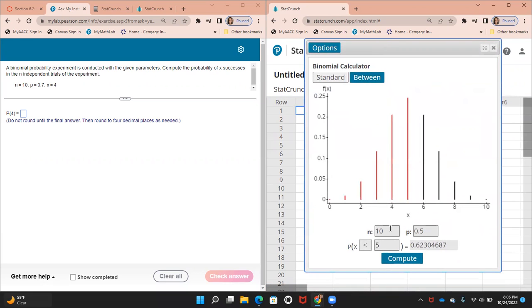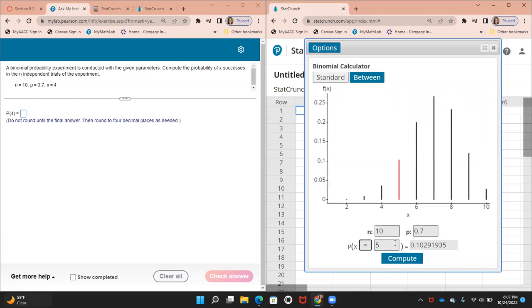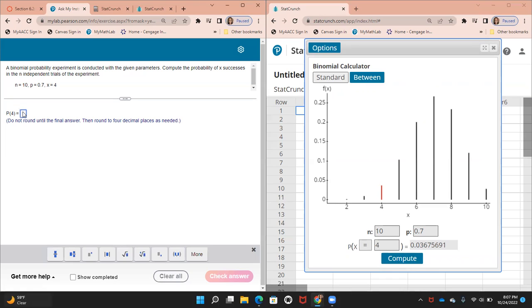Okay, so this particular problem has, and we fill our information in. N equals 10. That is actually what they already have there, but whatever the number of trials is, you would put that in for N. P is the probability of success, and it's 0.7. And then we want to know when X equals 4. We push compute, and it tells us right here that the probability is 0.03675691. And it says, do not round to a final answer, then round to 4 decimal places.